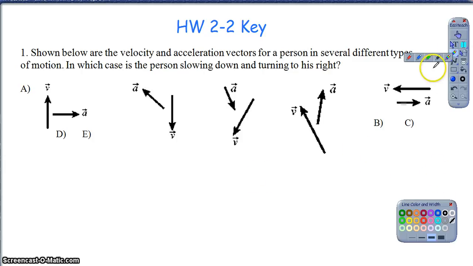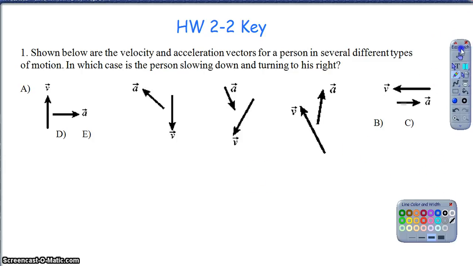Okay, so for part one of homework 2-2, we've got a couple multiple choice questions to start us off. Hopefully these questions are pretty easy, but go through them anyway, just make sure you get them right. Shown below, they give us several different diagrams. In which case is the person slowing down and turning to his right? Slowing down would obviously be my last choice over here.